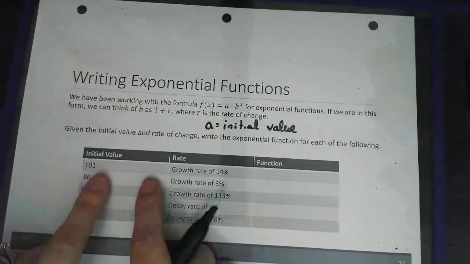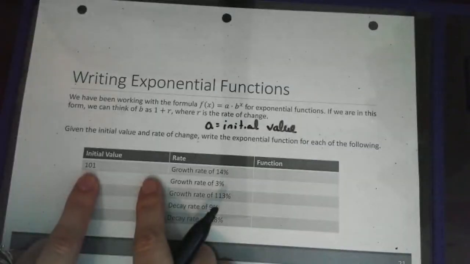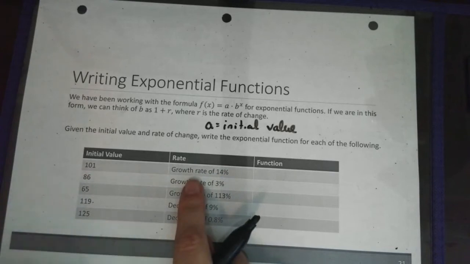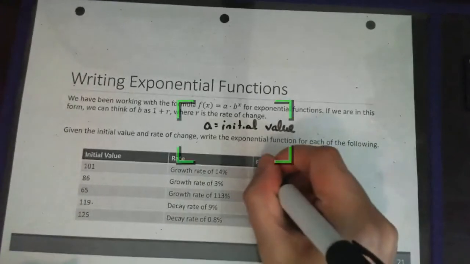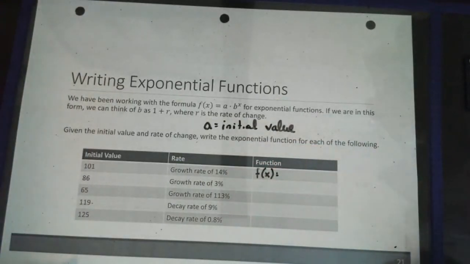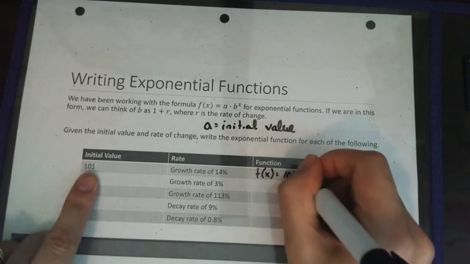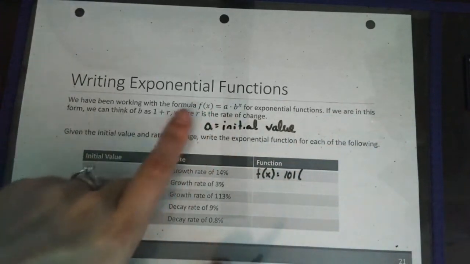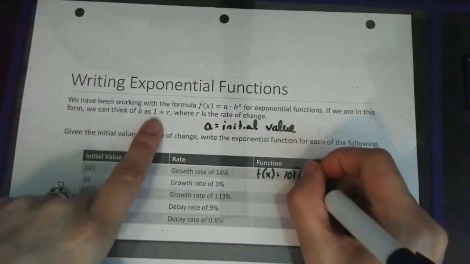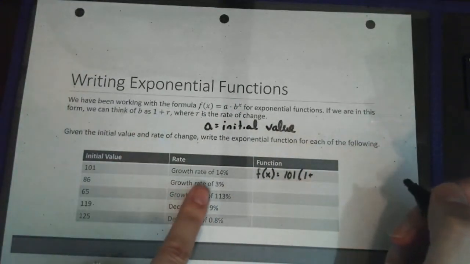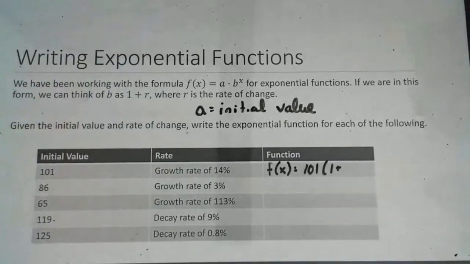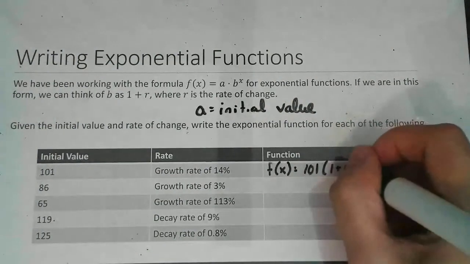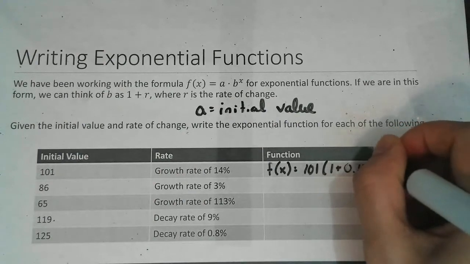So for example, if we have an initial value of 101, and we want to have a growth rate of 14%, our function will be f of x is equal to, first we have our initial value, 101, times b we said is 1 plus r. So I want to take 1 plus, our growth rate is 14%. But we don't want it as a percent. When we deal with it in math, we deal with it in decimal form. So 14% is 0.14, and that's going to be raised to the x power.